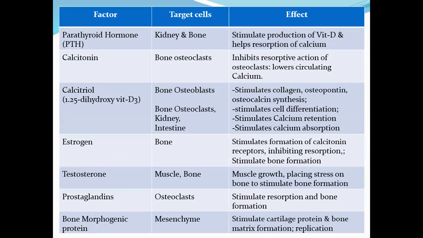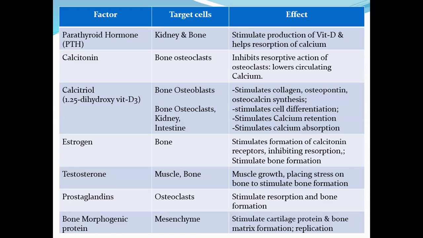Likewise, parathyroid hormone in the kidney and the bone causes stimulation of the production of vitamin D. You know that vitamin D is the most important for the absorption of calcium. How much calcium is absorbed totally depends on vitamin D. If there is a deficiency of vitamin D, suppose you consume 100% of the calcium, out of which only 10 to 20% is absorbed, because vitamin D is not present. If you consume 80% of the calcium, and if there is a sufficient amount of vitamin D, then out of that, near about 70% of the calcium is absorbed in your body.